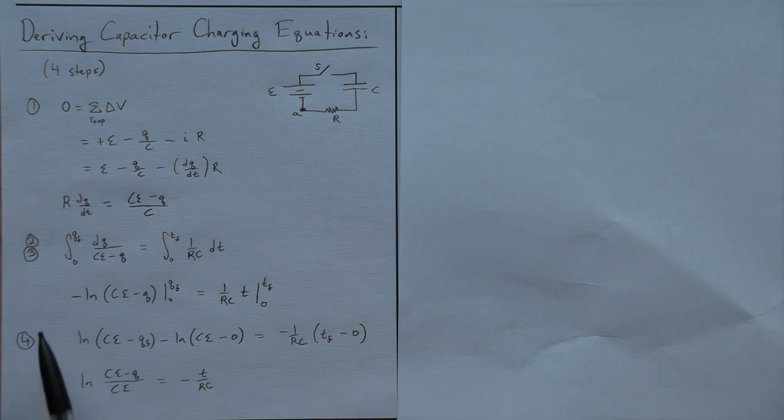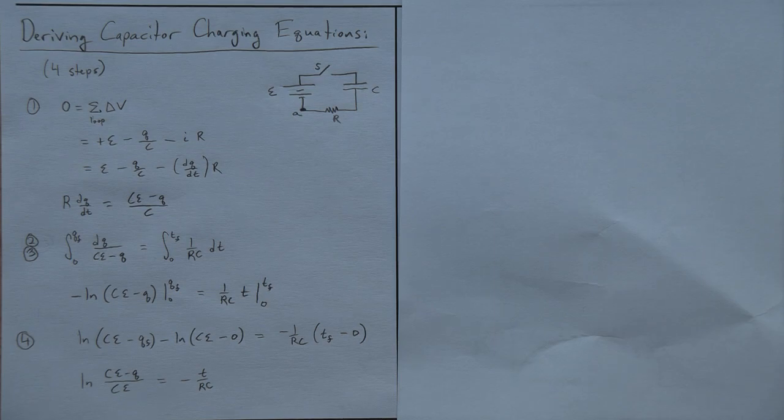Then the fourth step: make a differential equation, separate the variables, integrate both sides, and solve for q final. That's what we want. So we plug in our limits, q final here and 0 here, into the log function. I also moved the minus to this side, by the way. And then I plug in t final and 0 here. I could combine these two logs into one, as with a subtraction, we make a division inside the natural log function.